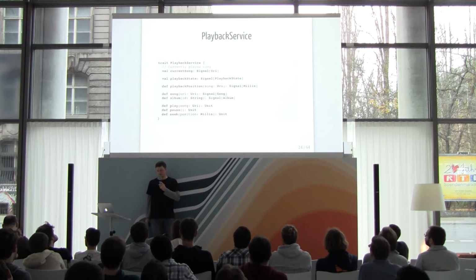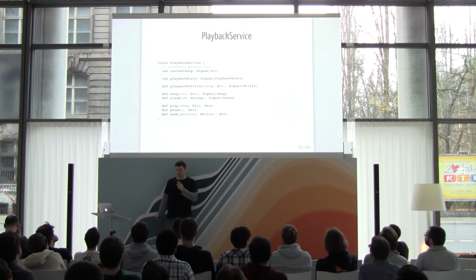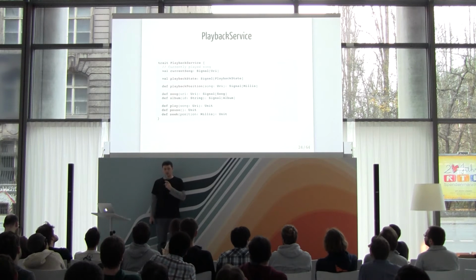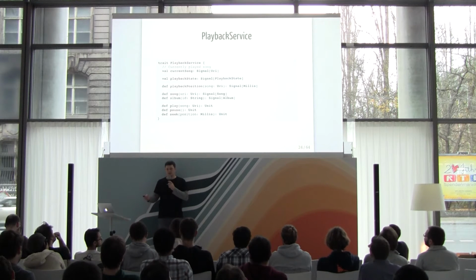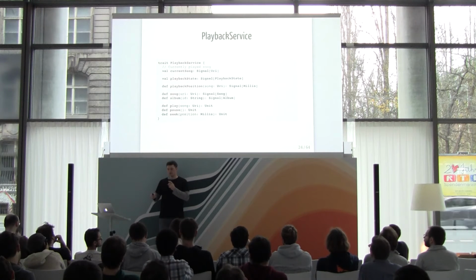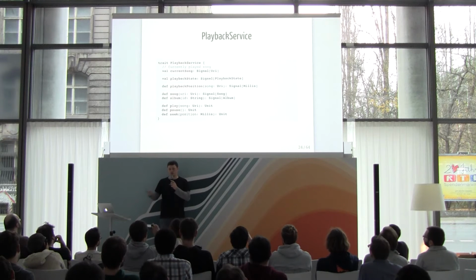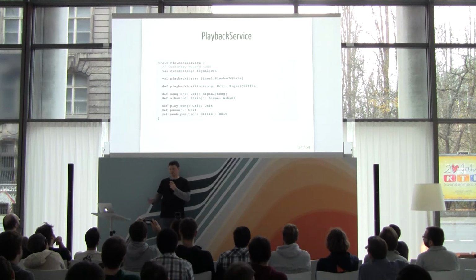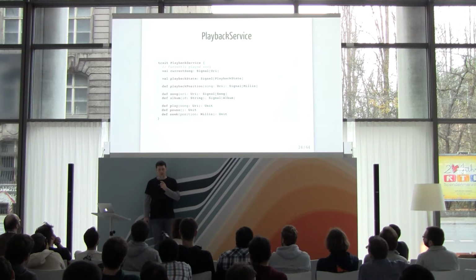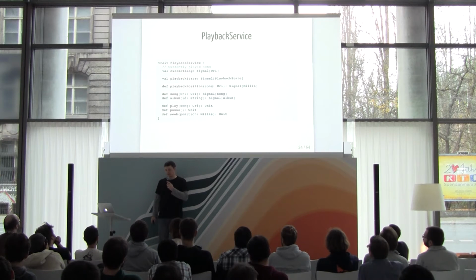Then there we have signal with playback state and playback position. Playback position in this case is actually a function which returns the signal, because we assume that our service can actually keep playback position for every song. This way we can switch between songs and keep the playback position. And then we have methods to get information about current song and current album, and methods to control the playback.